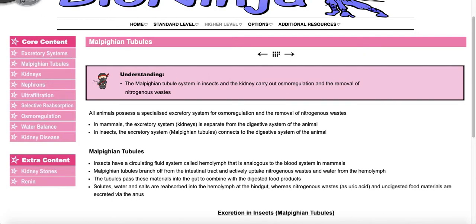So here you see an example of an osmoregulator, right, keeping the internal osmolarity regulated and stable in contrast to the environment. There are osmoregulators like insects that have these Malpighian tubules, and then there's osmoregulators like mammals that have a kidney. So in this particular section, we're going to look at the Malpighian tubules in insects.